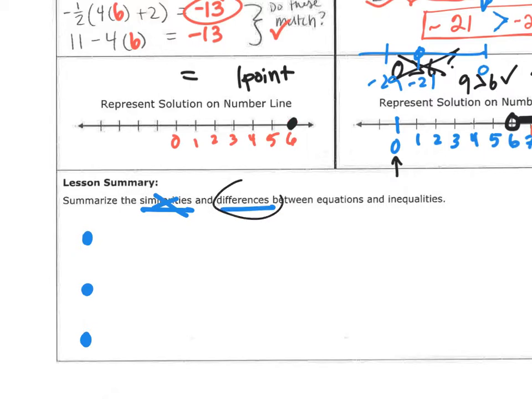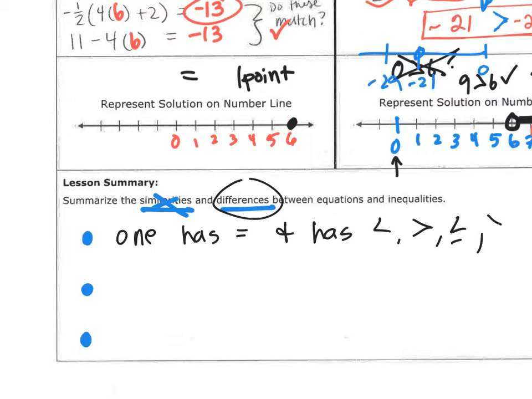So when I think of differences, to me it seems obvious. One has an equal sign and the other has a greater than, less than, greater than or equal to, or less than or equal to. To me that seems easy.